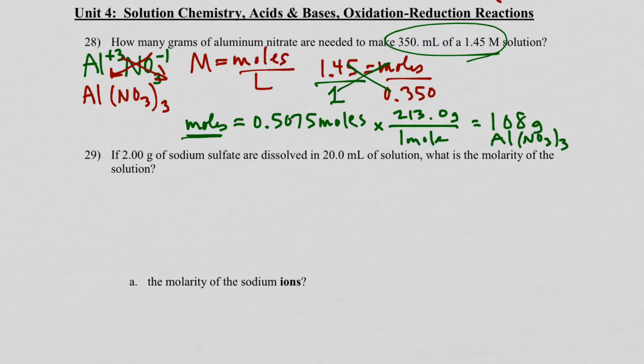Al(NO3)3. And that's why you need to know the chemical formula, because the only way you can get the molar mass for this substance is by writing the chemical formula of Al(NO3)3. Okay, so on to number 29.